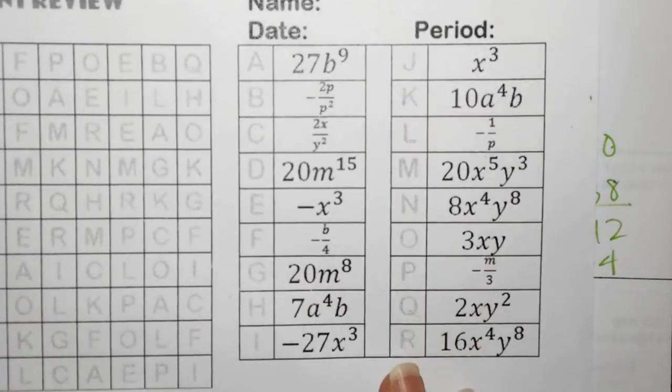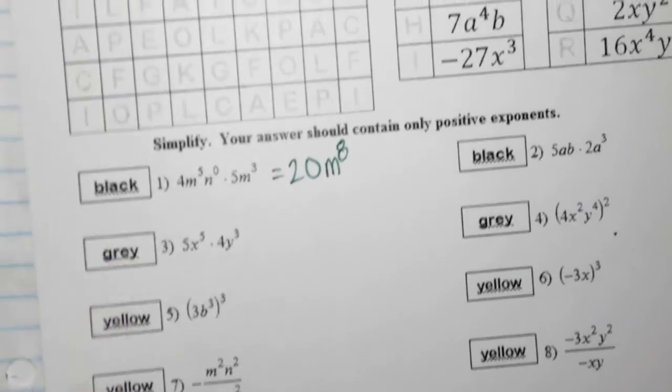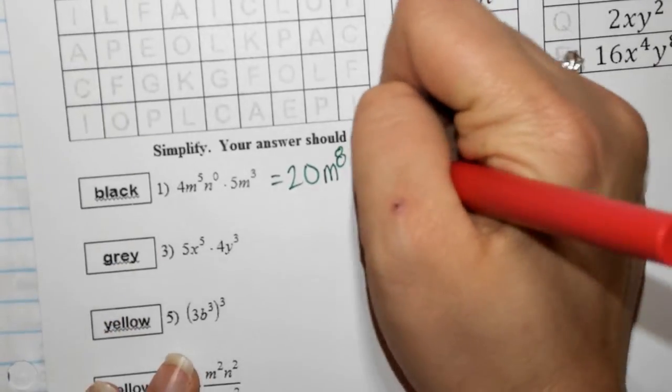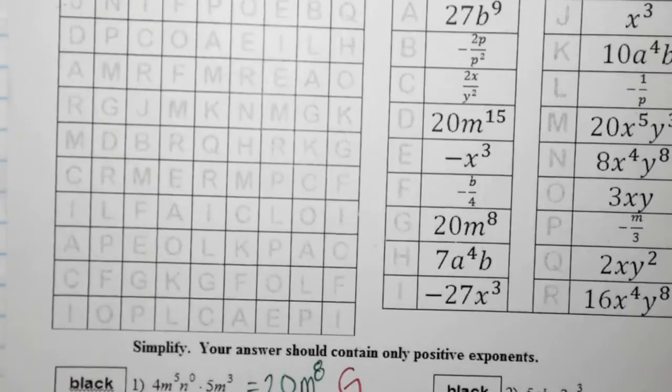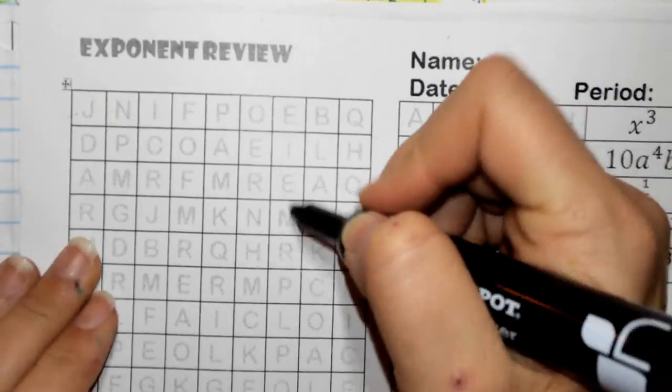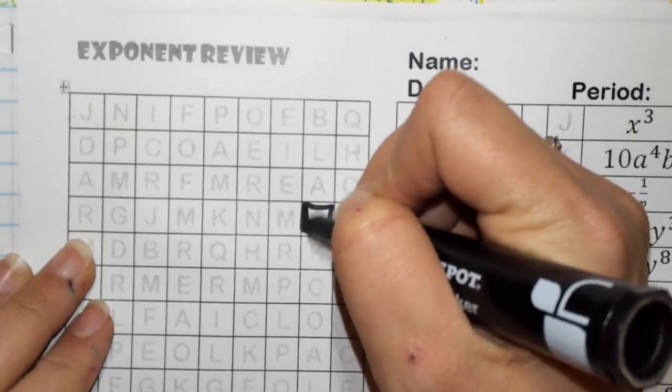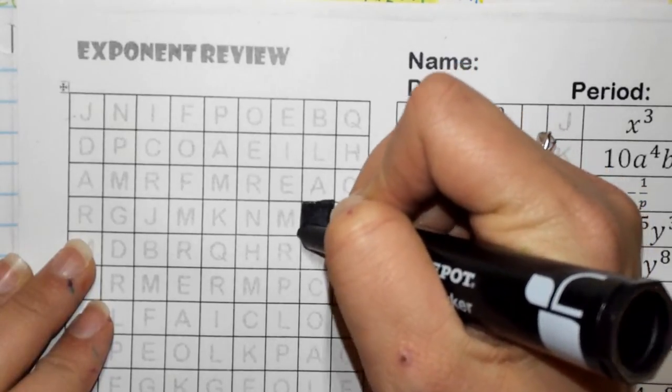That's our answer. Now we're going to come up here to our answer bank. It's G. So everywhere we see a G, what color are we going to color it? Black. So you're going to come up here, and everywhere you see a G, you're going to color him black. We're not going to do that right now. I just want to show you what to do. Does everybody understand?